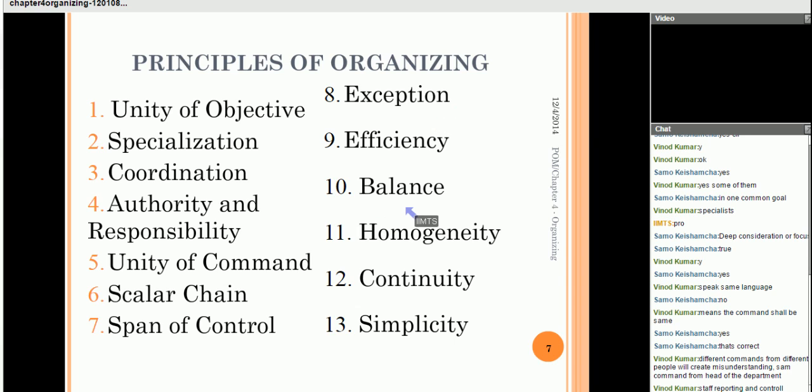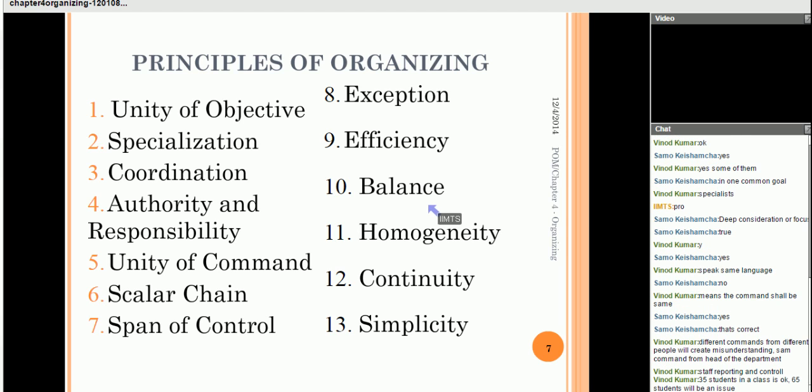Then exception: the management should be flexible. Sometimes the need is that we have to fluctuate with our policies, and at that time the management should be ready to do that. Efficiency: we all have to work with full efficiency. Balance: there should be a balance between the activities of the organization, and between personal activities and professional activities.